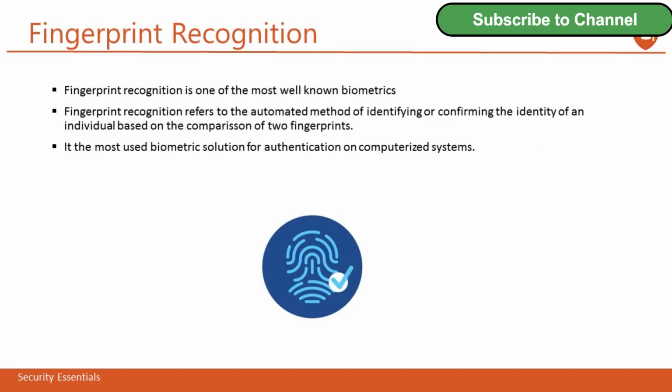Fingerprint recognition is one of the most well-known biometrics. Fingerprint recognition refers to the automated method of identifying or confirming the identity of an individual based on the comparison of two fingerprints. It is the most used biometric solution for authentication on computerized systems. A lot of devices these days can read fingerprints to unlock the device. Smartphones, laptops, tablets, etc. have a small fingerprint reader in them, and you can use that to access the device just by your fingerprint.